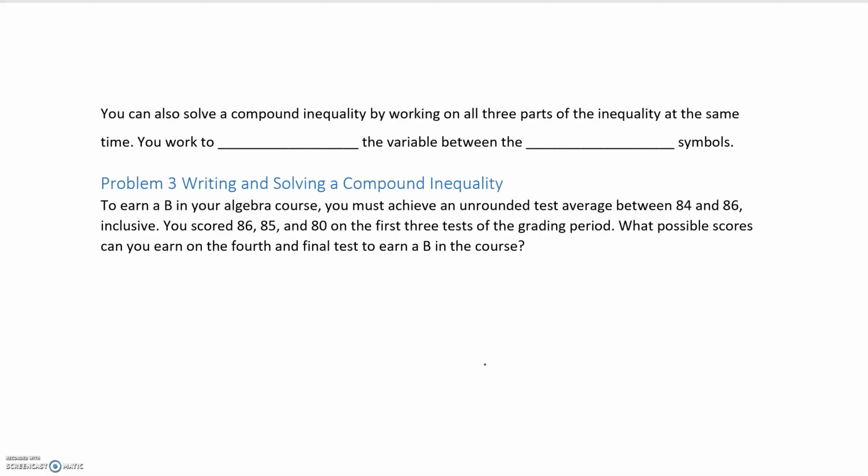Okay, so this sentence basically says what we just did. You can solve a compound inequality by working with all three parts of the inequality at the same time. So you work to isolate the variable between the inequality symbols, which is what we just did.